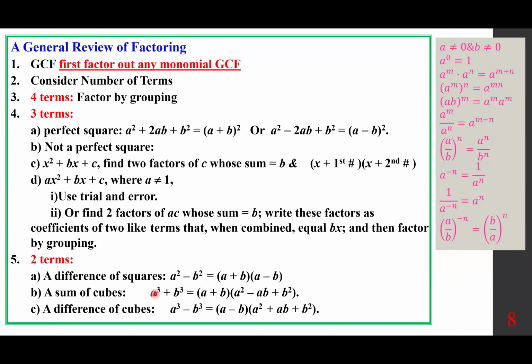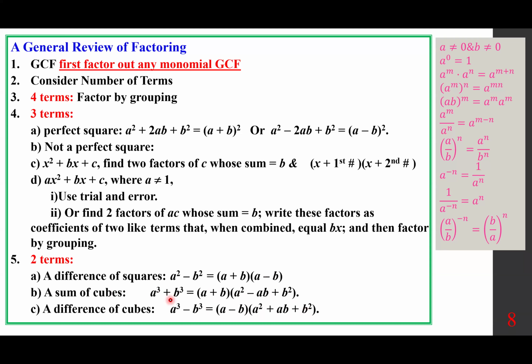A sum of cubes. A cubed plus B cubed is A plus B times A squared minus AB plus B squared. A difference of cubes. A cubed minus B cubed is A minus B times A squared plus AB plus B squared. A couple of things I want to mention.